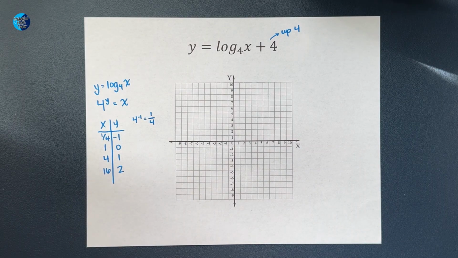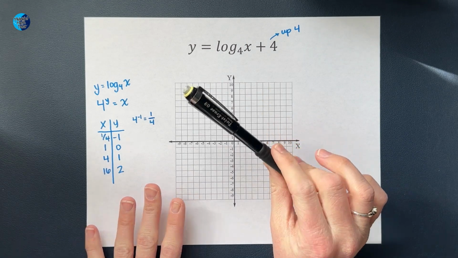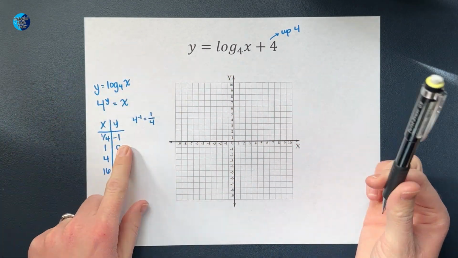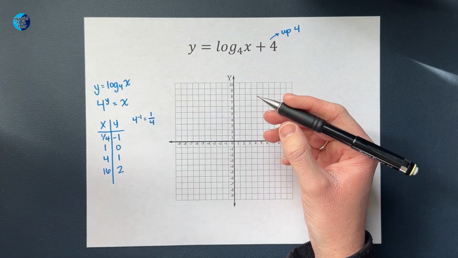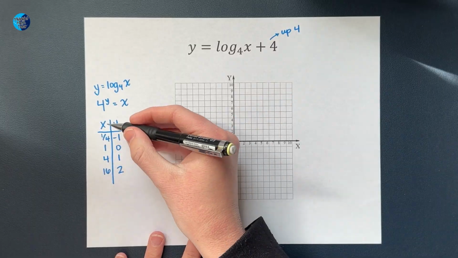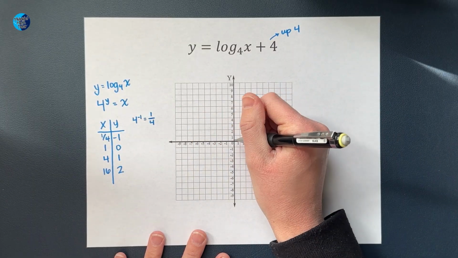I'm going to graph it in pencil because remember, this is my parent graph. It's not my actual graph. So I'm going to graph the parent graph in pencil. Did I say graph a lot of times? You're welcome. All right, so my first point is 1/4, -1.